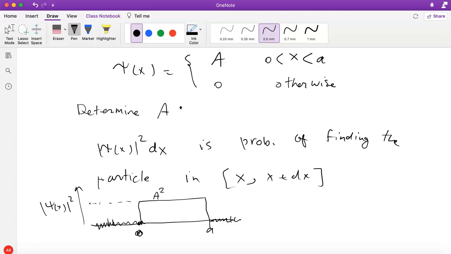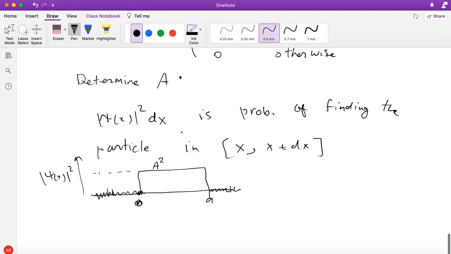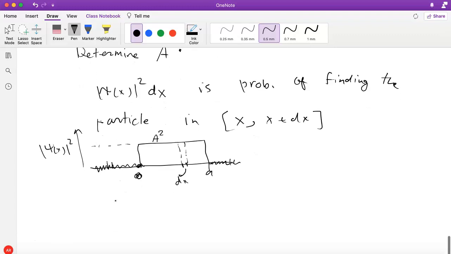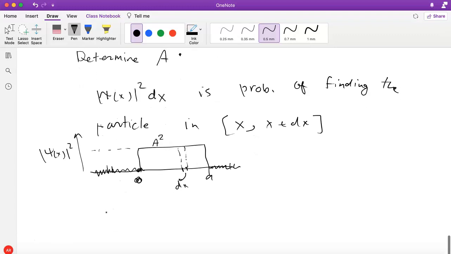Okay. So what does it mean? It means that basically any interval of length dx you pick between 0 and a, the probability of finding the particle in that interval is going to be A squared, a constant, times dx, right?